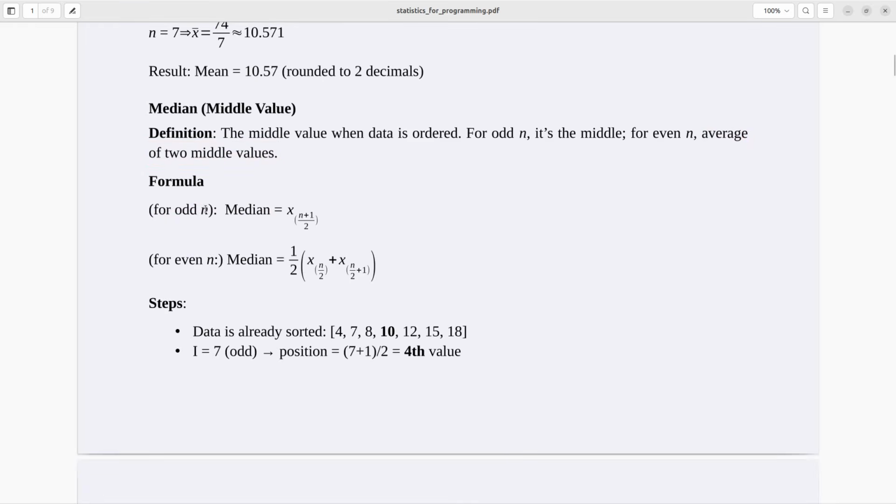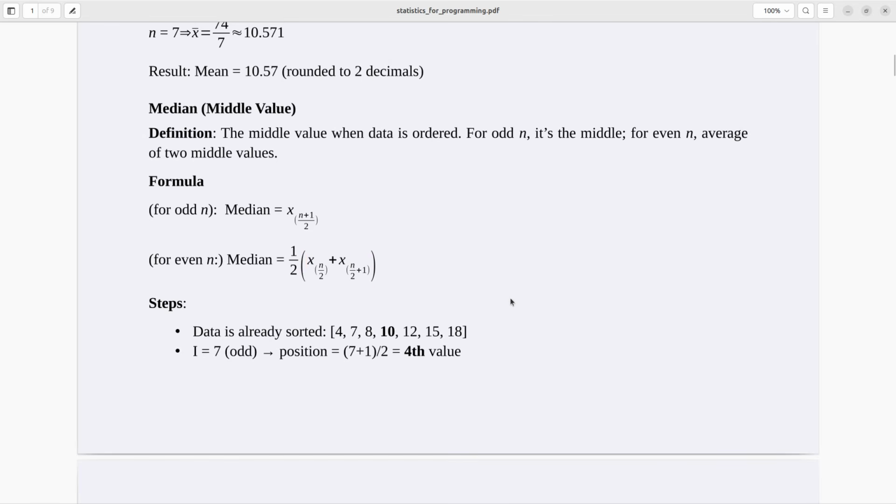If we have an odd number of elements, the median is just the element with index (n+1)/2. And if n is an even number, the median will be the average of the two middle numbers, denoted by index n/2 and n/2 + 1.